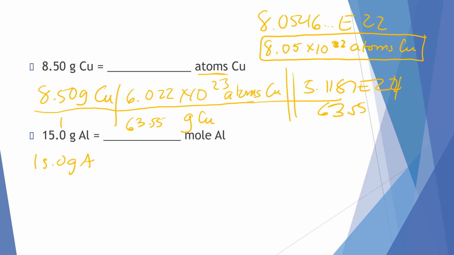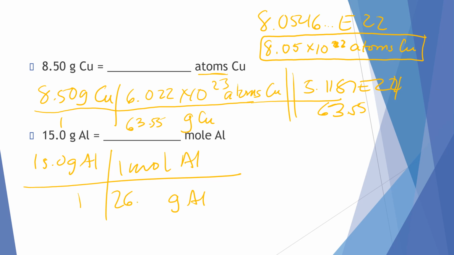15.0 grams of aluminum. Convert this over to moles. So 1 mole of aluminum on top. Al grams. Al is 26.98. Again, all the stuff with the grams, I'm just getting that from the periodic table. 15 divided by 26.98 equals 0.555 something. 96 something. So the answer is going to be 3 sig figs, 0.556 moles of Al.